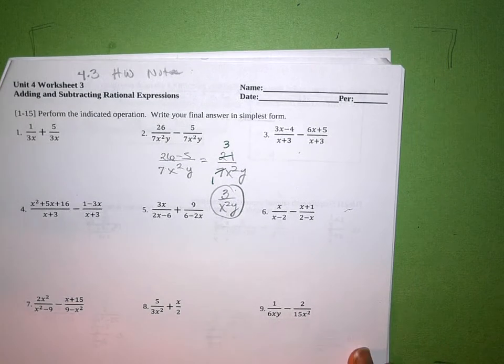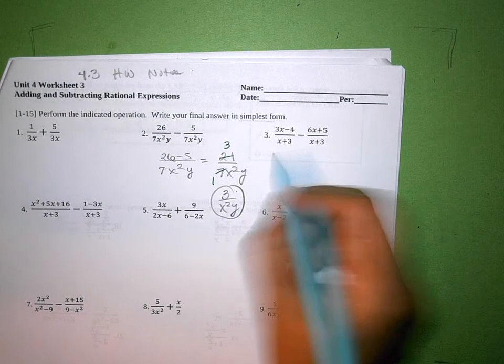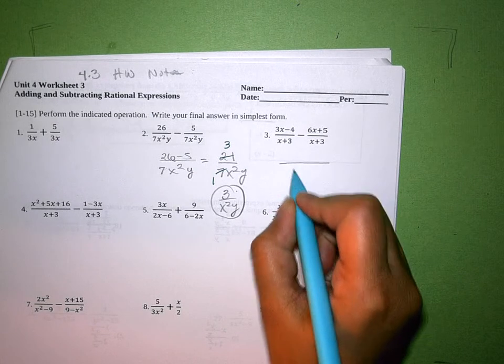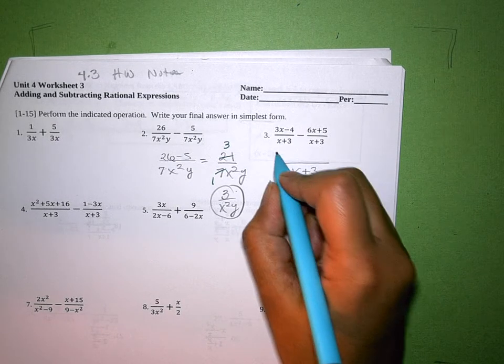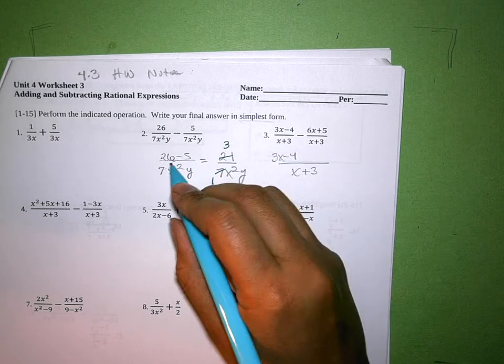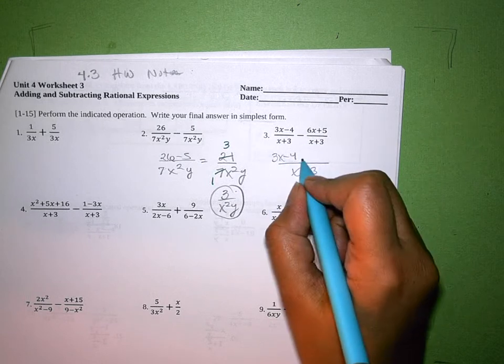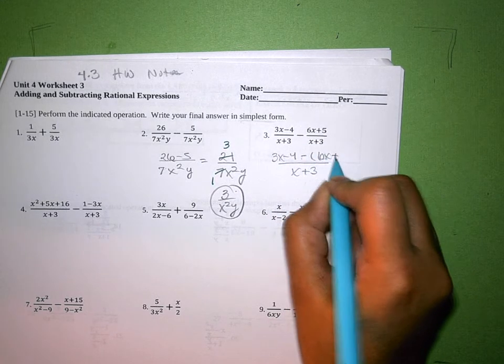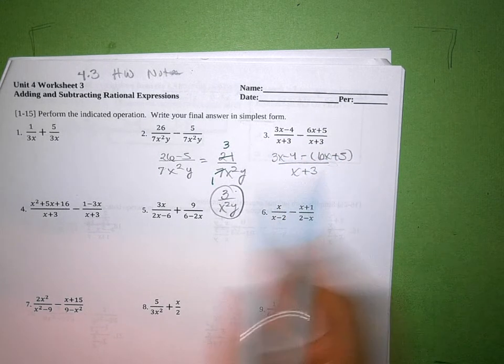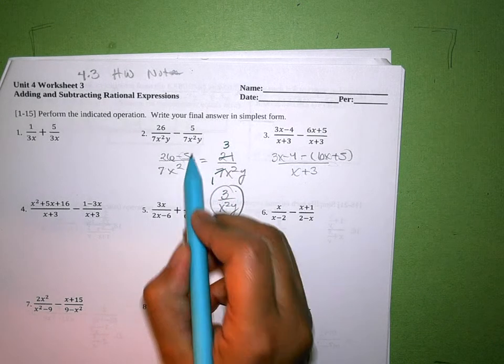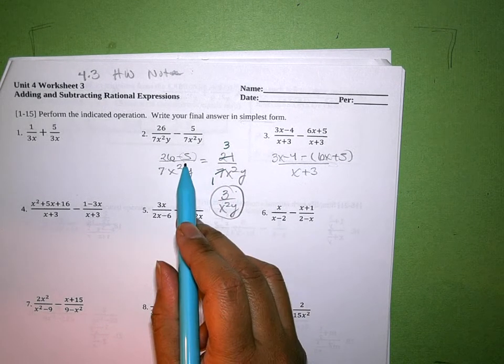Okay, next one. You'll have to be careful with this one. This one also has a common denominator, but when you write it, see how I wrote this one, 26 minus 5? It's 3x minus 4 minus 6x plus 5. That has to go in parentheses. I didn't do it over here. I could have, I should have, but I didn't because it was only one term.